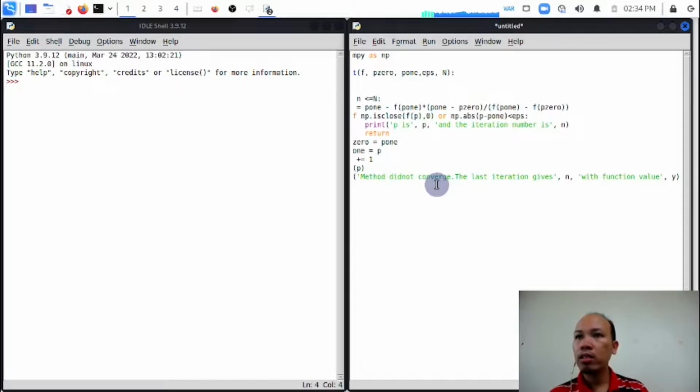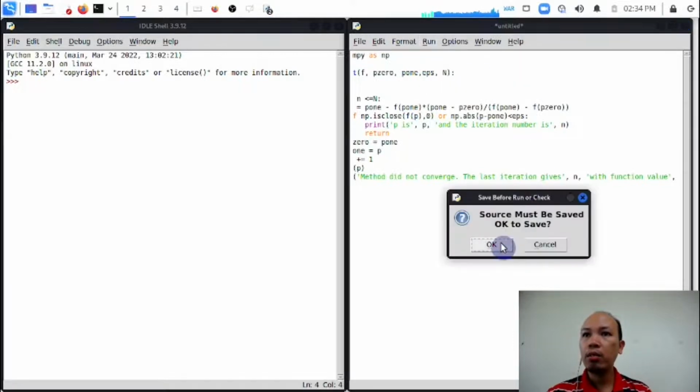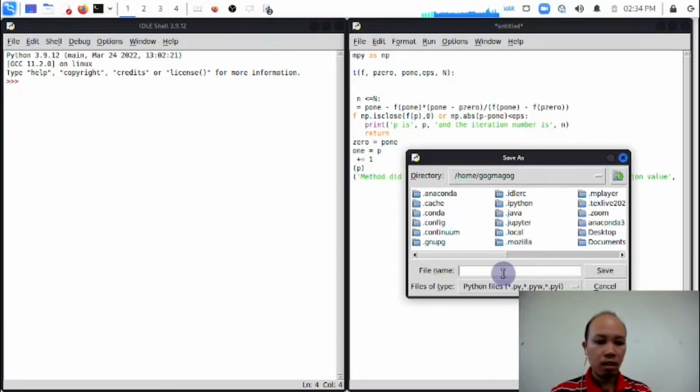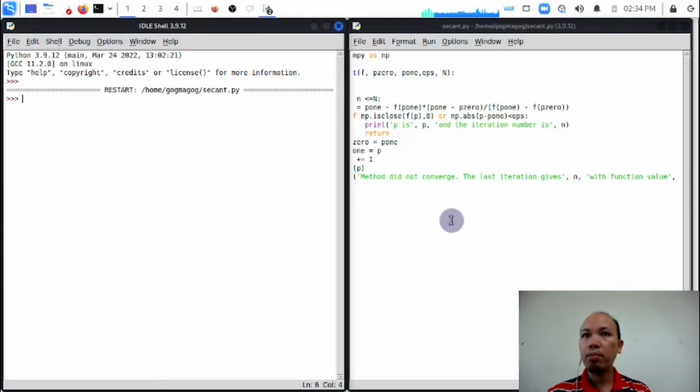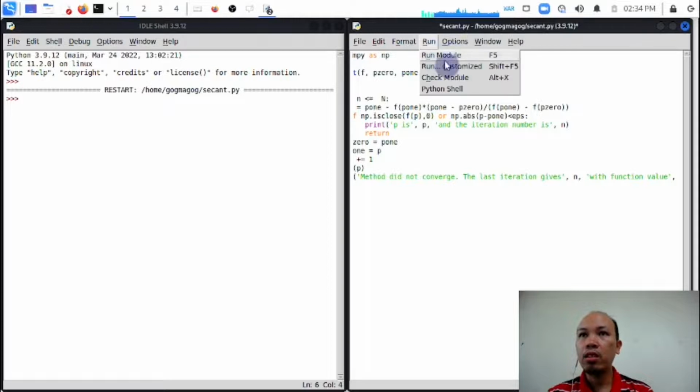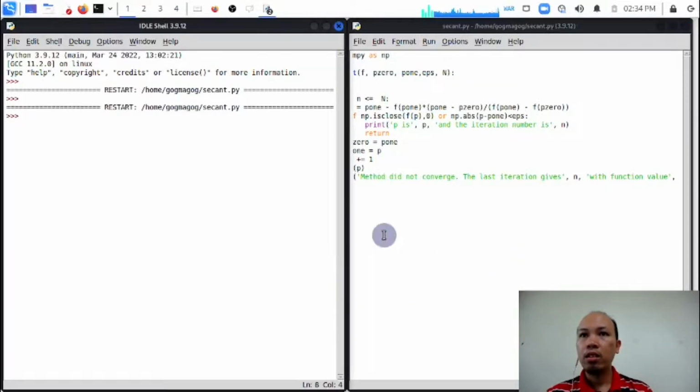Okay, so this is the code. Did not space here. So, and then let's save this one first. Okay, second, save. Okay, so let's try the code. Let's try the subspace sum. Okay, let's try this code.